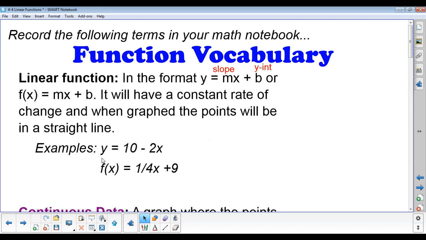So in our examples, we have y equals 10 minus 2x. There, remember, the number in front of x is our slope. So our slope is -2. The number by itself is our y-intercept. And in this example, f of x equals 1/4 x plus 9. 1/4 is our slope, and 9 is our y-intercept.